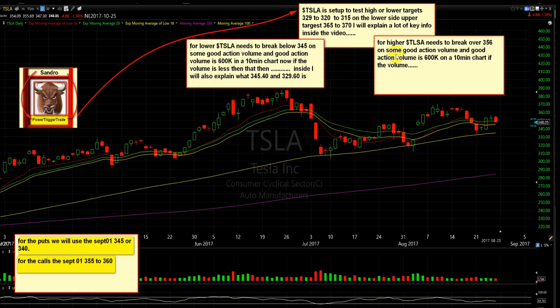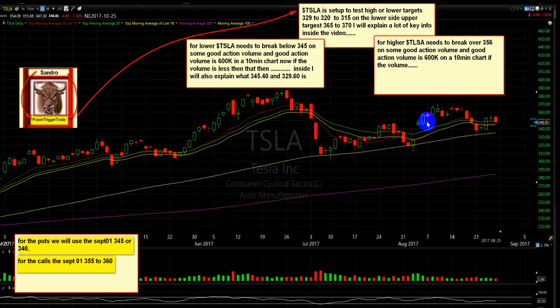All right, so for higher Tesla, we need to break above 356 on some good action volume. This needs volume, minimum 600K on a 10-minute chart. Now, if we don't get the volume through 356, then we'll have to watch for basing above 356 and look for power through 357 to 358. It's a little bit lower than on Friday, the beautiful thing, but it's still a lot.